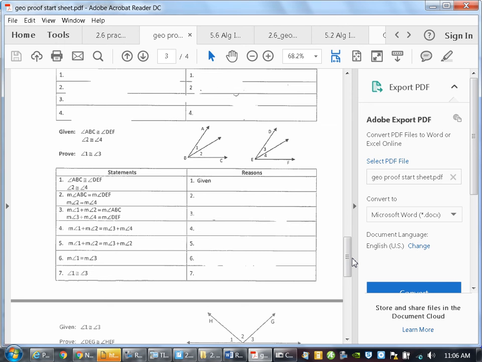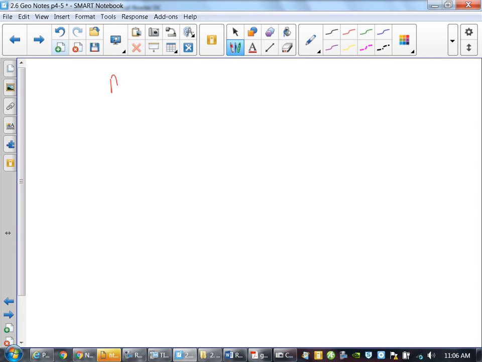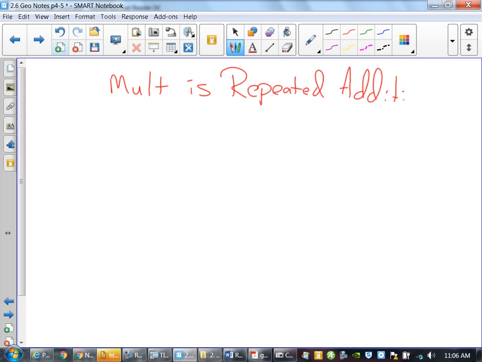All right? When we start, don't forget, multiplication is repeated addition. Sing that to the tune.